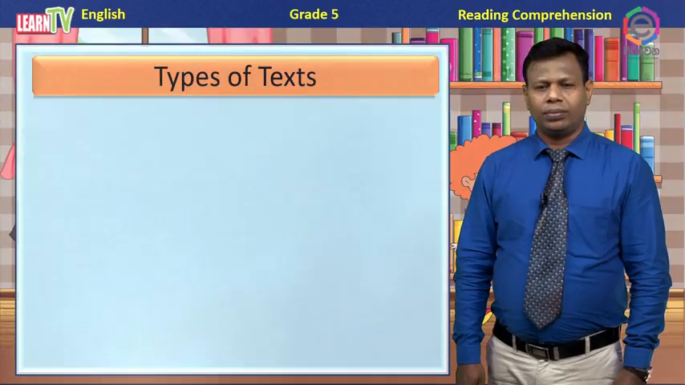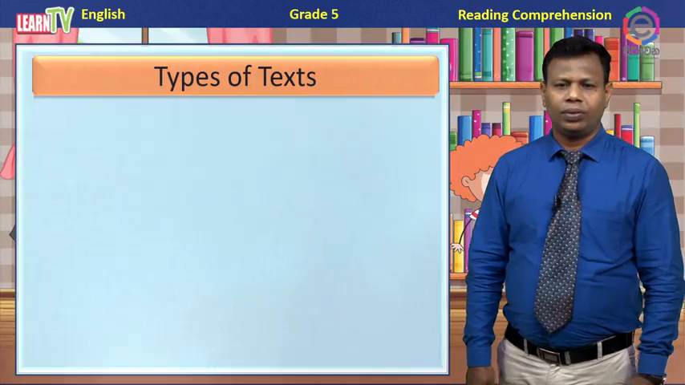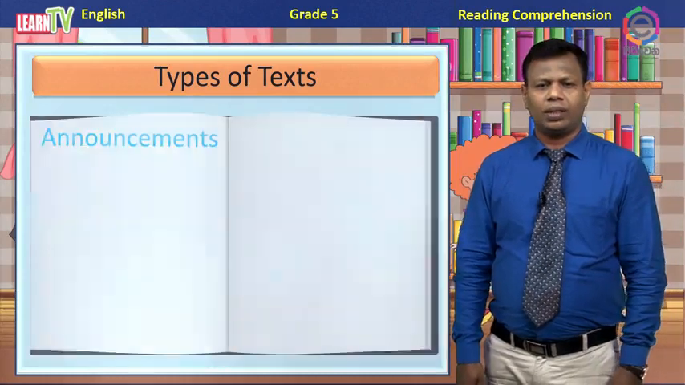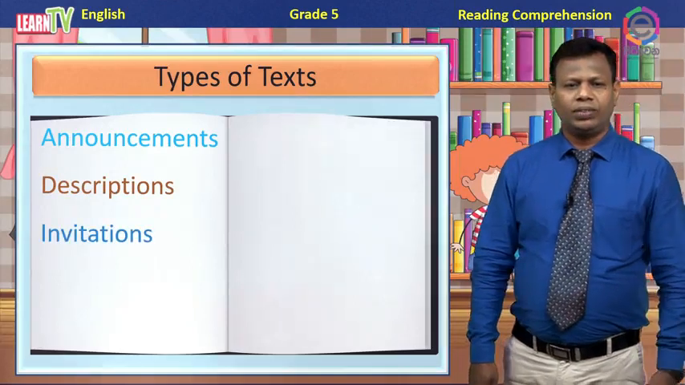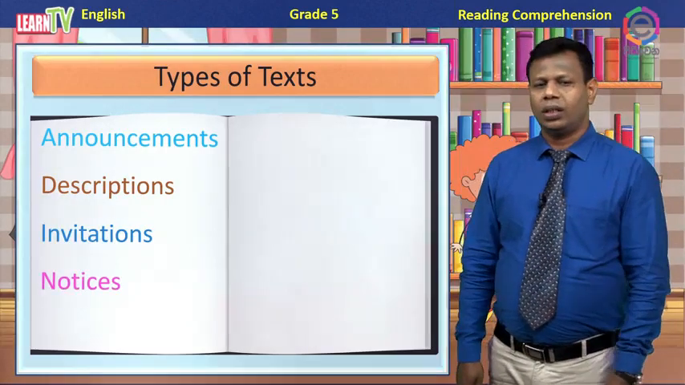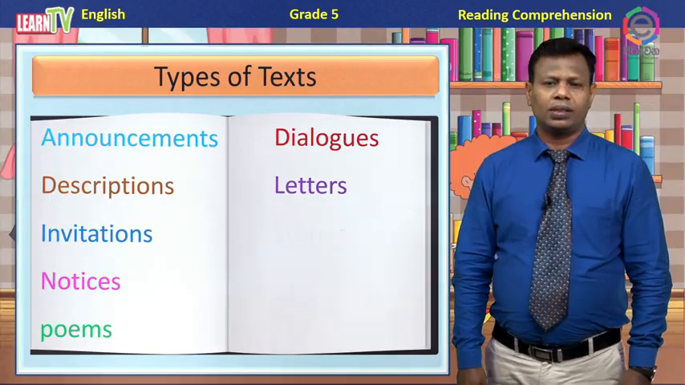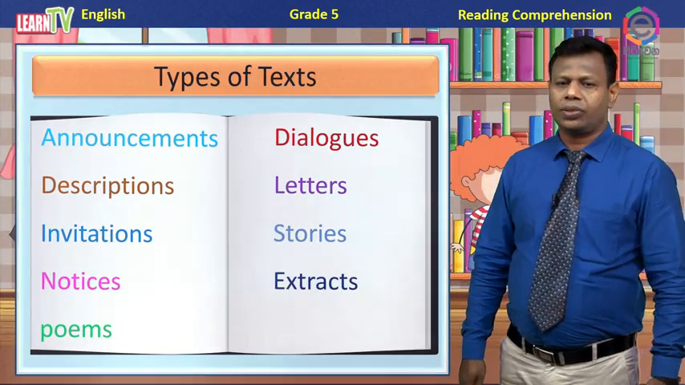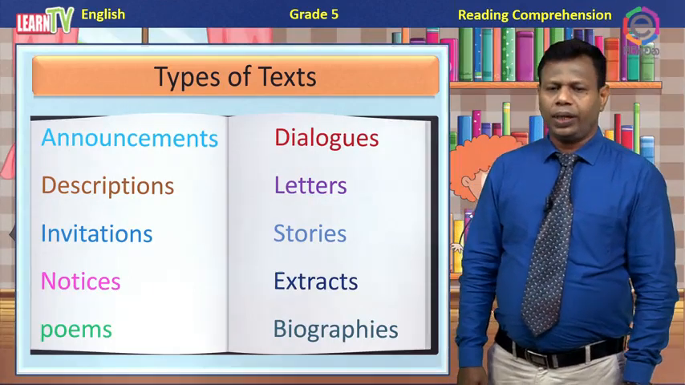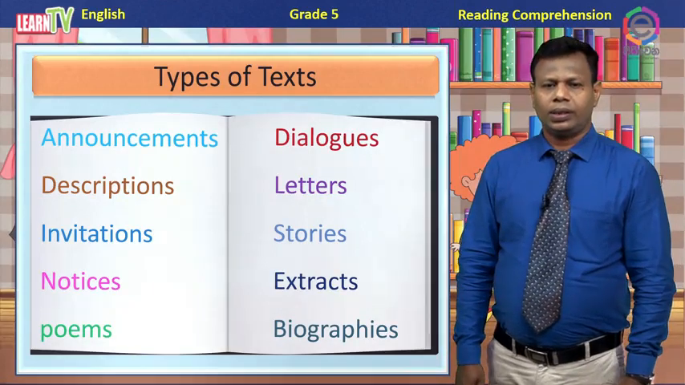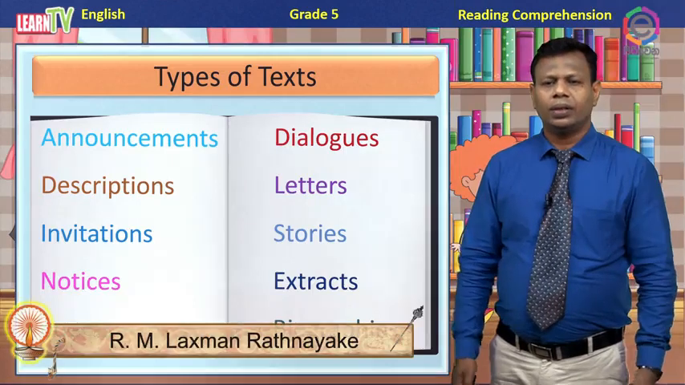When you read reading comprehensions, you can see many types of texts: announcements, descriptions, invitations, notices, poems, dialogues, letters, stories, extracts, biographies. I think you have seen these types of texts in your books.